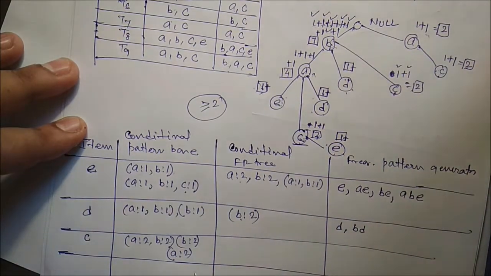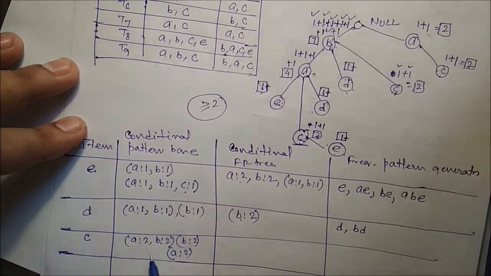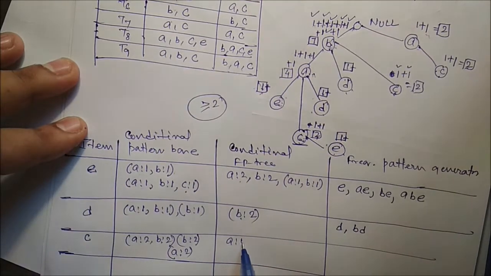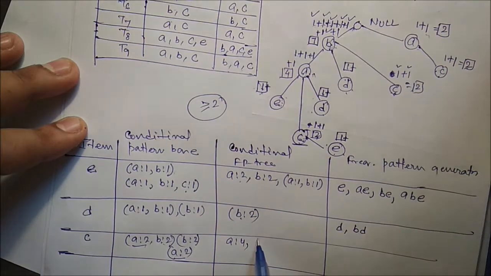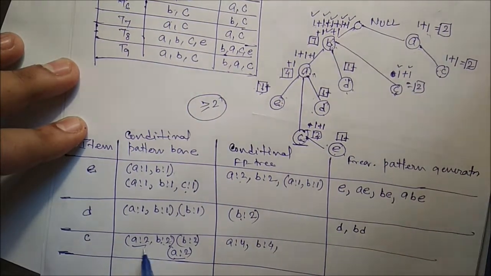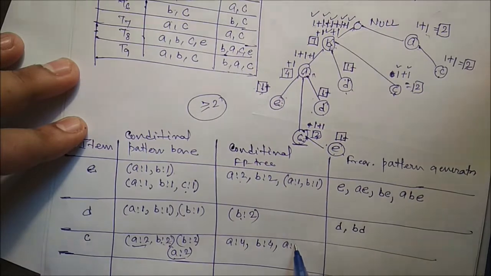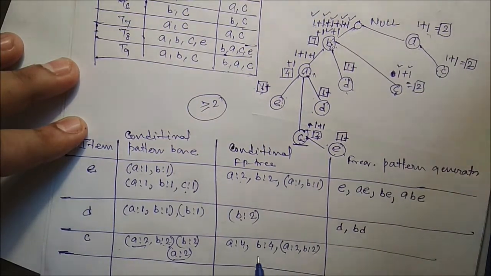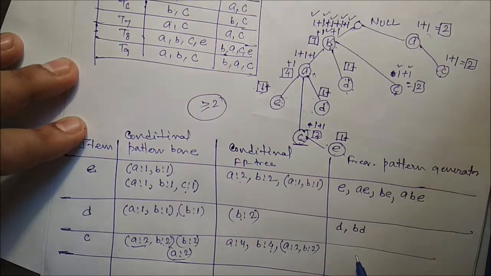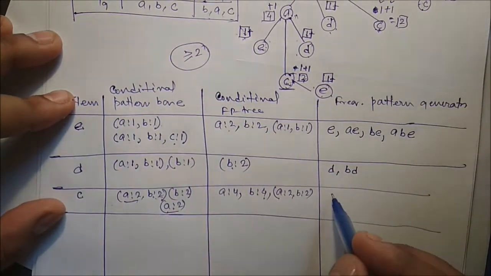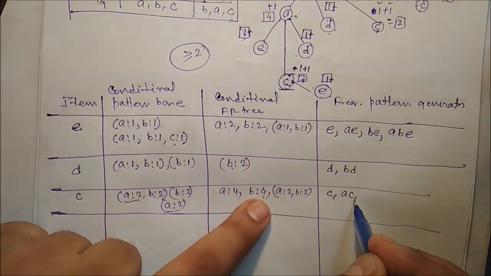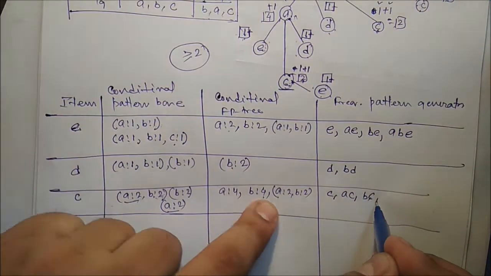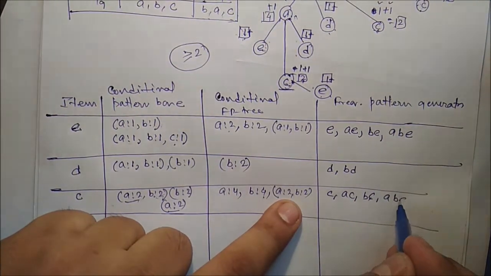Now identify the conditional pattern. How many A are there? Total A is 4, this A and this A. How many B are there? This B and this B. That means B4, and AB together it is 2 times. It is also frequent, so A2 B2. Now from this information we can create the frequent pattern set. So there must be C, then A with C, then B with C, and then A, B, C.